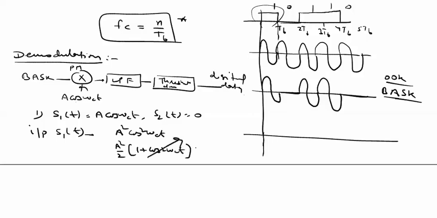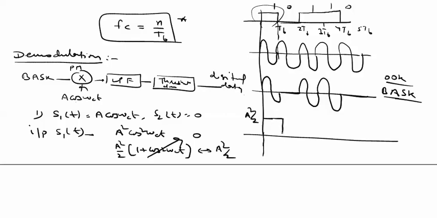The cos 2 omega ct component is eliminated by the low pass filter. So at the input of the threshold, only the A square by 2 component arrives. The threshold decides on the basis of A square by 2, and the answer in this case will be 1.